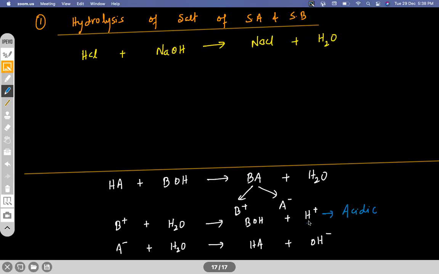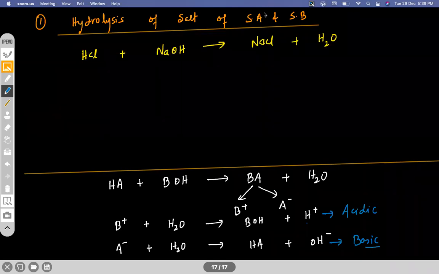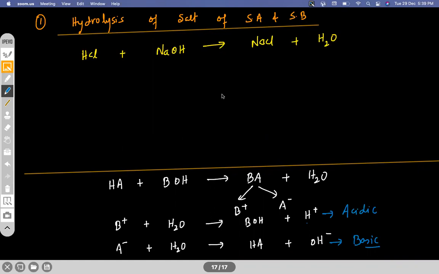If the cation part is getting hydrolyzed, it gives acidic property to the solution. If the anion part is getting hydrolyzed, we'll get basic property to the solution. Correct? So the point I'm trying to make is that whenever you have hydrolysis of salt, the solution could be either acidic or basic, or neutral also possible, because it releases either H plus or OH minus ion in the solution. Correct. Just one thing we'll discuss here first.